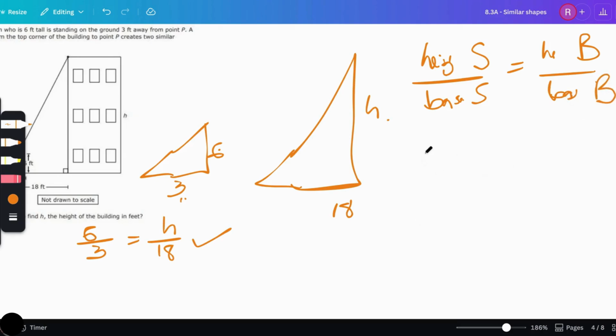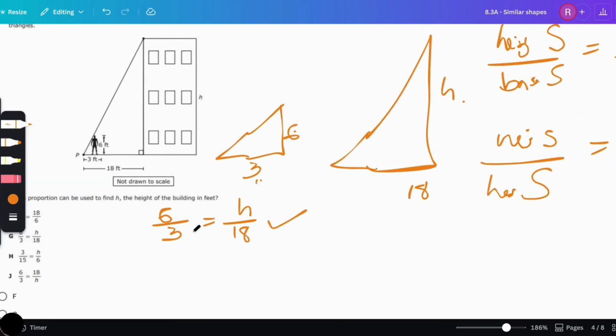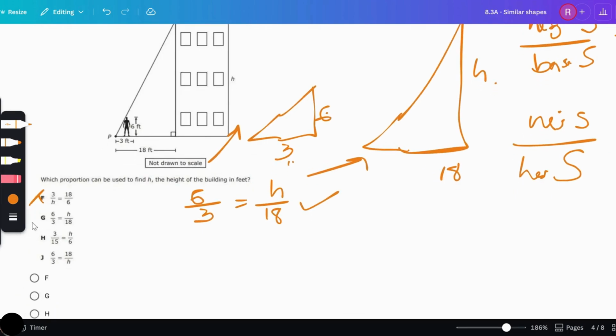Or you can say the height of the small triangle over the height of the big triangle equals the base of the small triangle over the base of the big triangle, whichever one you're using. So for this one, we are using height over base equals height over base. So height over base for the small one is equal to height over base for the big one. So option G is correct.